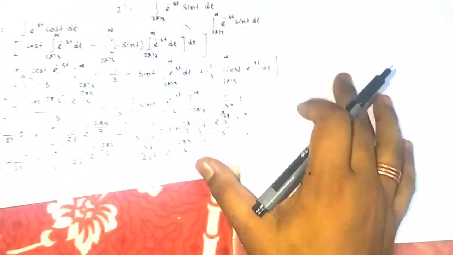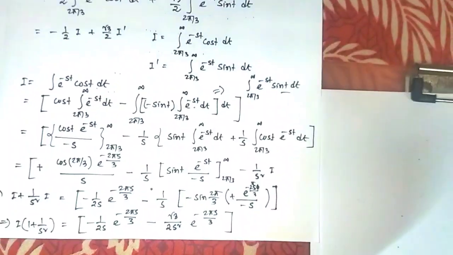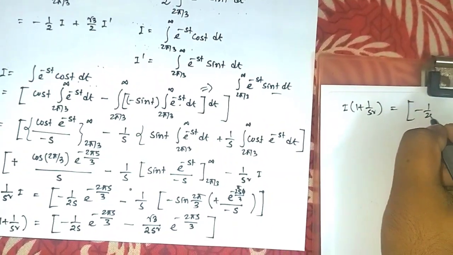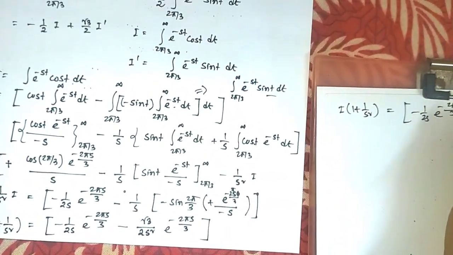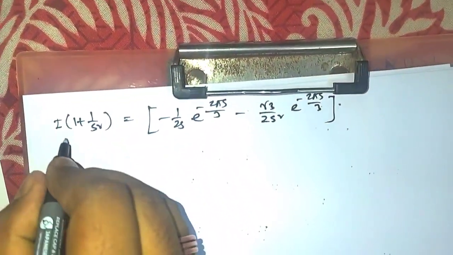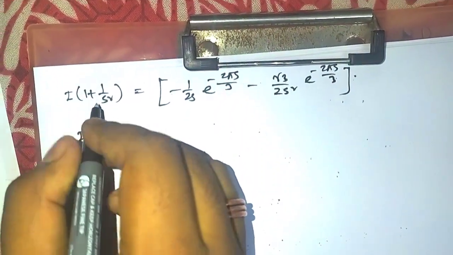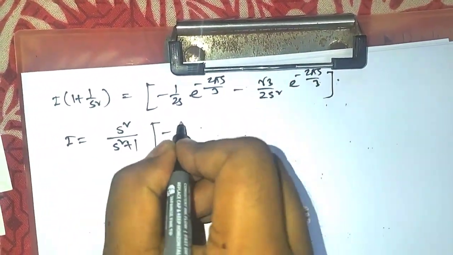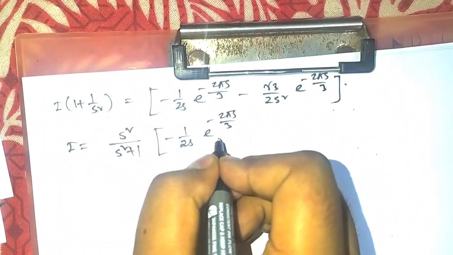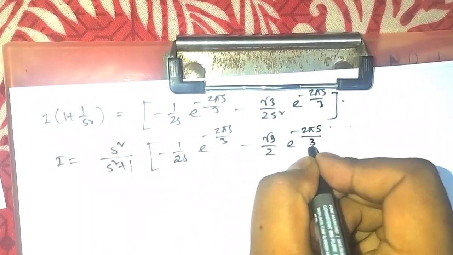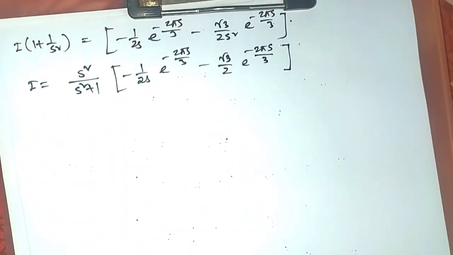Now, so what we have got: I into 1 plus 1 by s square equals minus 1 by 2s e to the power minus 2 pi s by 3 minus root 3 by 2 s square into e to the power minus 2 pi s by 3. Okay, now you can write I equal to s square by s square plus 1, so minus 1 by 2 e to the power minus 2 pi s by 3, clear, minus root 3 by 2 into e to the power minus 2 pi s by 3. So we have got the value.